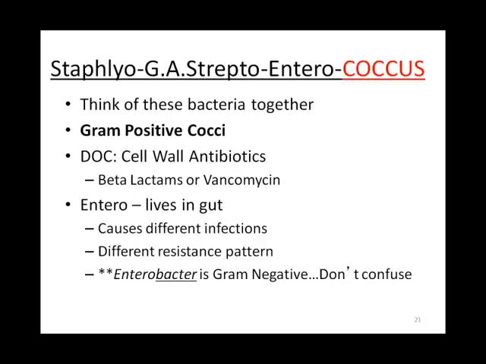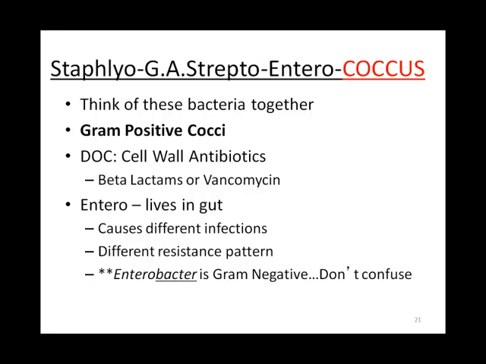So, to summarize: Group A strep, Staphylococcus and Enterococci, these are all the gram-positives. I generally like to think of these together. Their drugs of choice are always cell wall antibiotics, so it's either a beta-lactam or, if resistance dictates, vancomycin. So if you're just thinking about quinolones or Bactrim, always think about these other drugs first. This is where you should start and move into the other drugs.